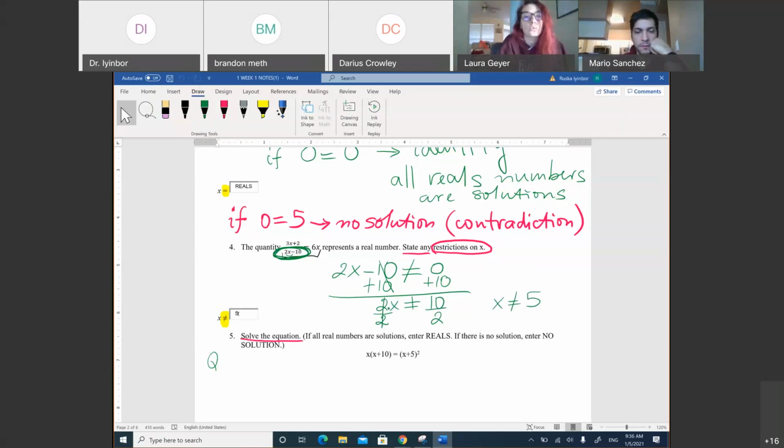Because what happens if you replace x with 5? When you look at the bottom of the fraction and replace x with 5, it's going to be 2 times 5 minus 10, which is 10 minus 10, going to give you 0 in the bottom. And 0 in the bottom is undefined. So that's why x cannot be equal to 5. That's your restriction. Any questions?